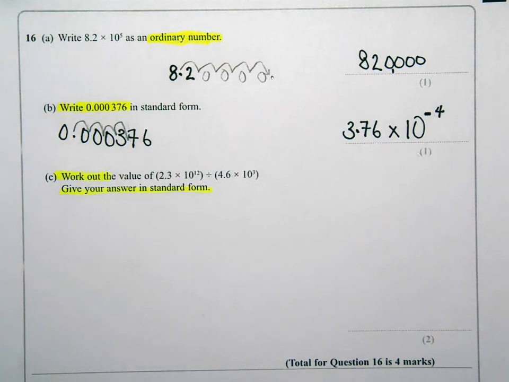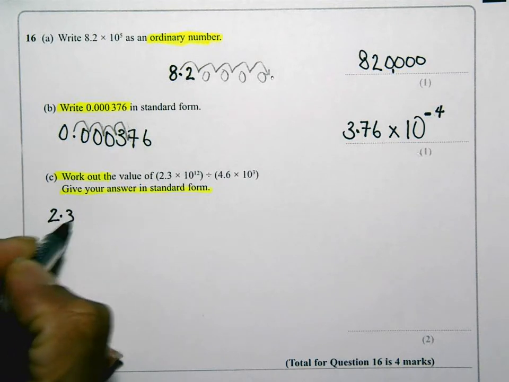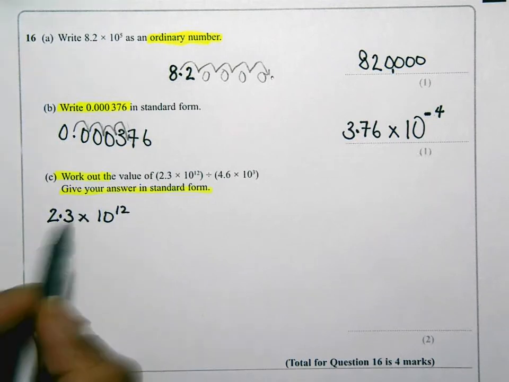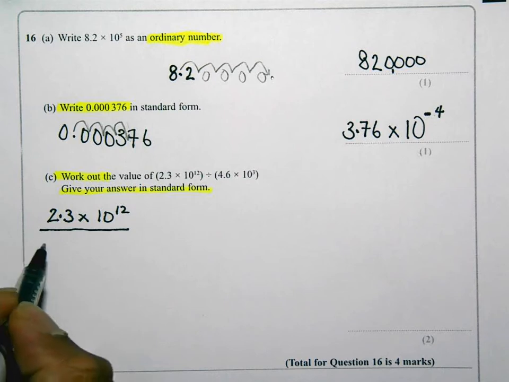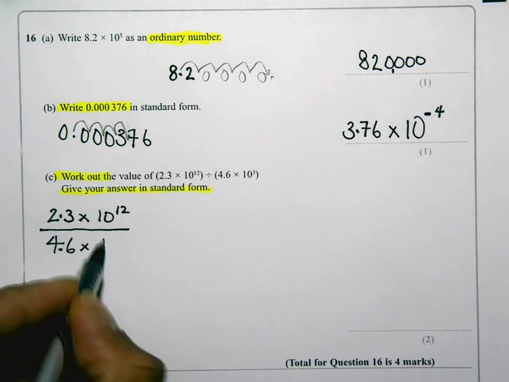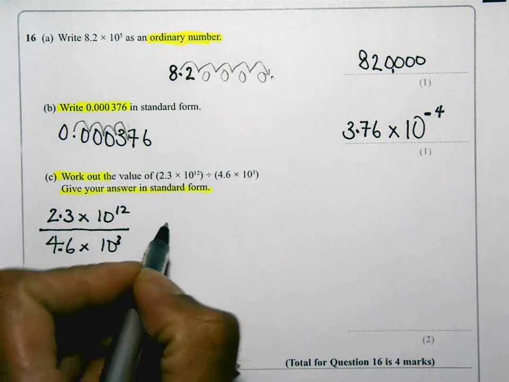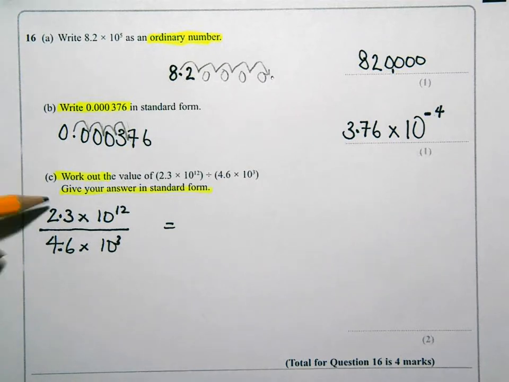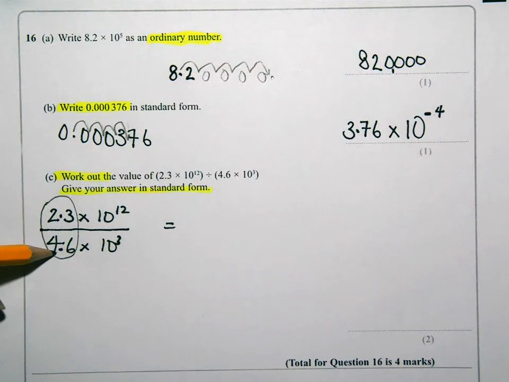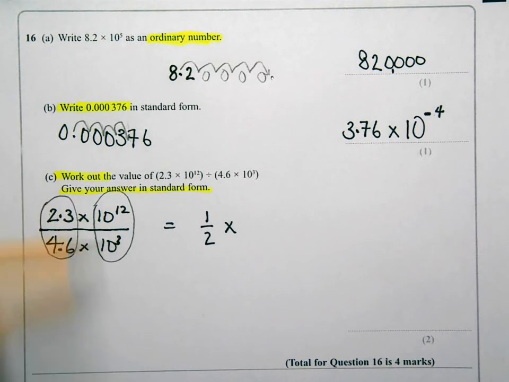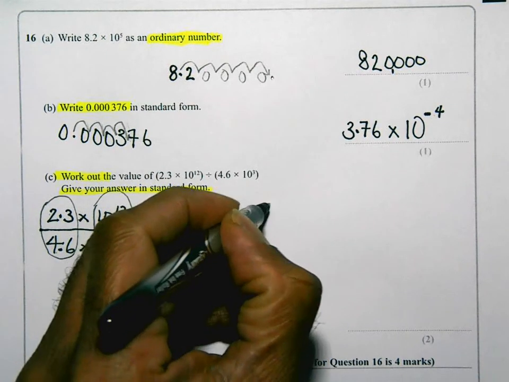So I'm actually going to rewrite this question. I'm going to write 2.3 times 10 to the 12, and because it's divide, I'm going to put the line under here to represent divide, 4.6 times 10 to the 3. Now, this is quite similar to a question that we did before. If I think about this part of the problem, 2.3 and 4.6, actually 4.6 is double 2.3. So this part here you could simplify to 1/2, times by, and now deal with these two: 10 to the power of 12 divided by 10 to the power of 3. Because the base numbers are the same, 10, I'm going to subtract the powers, so that's going to be 10 to the power of 12 take away 3.